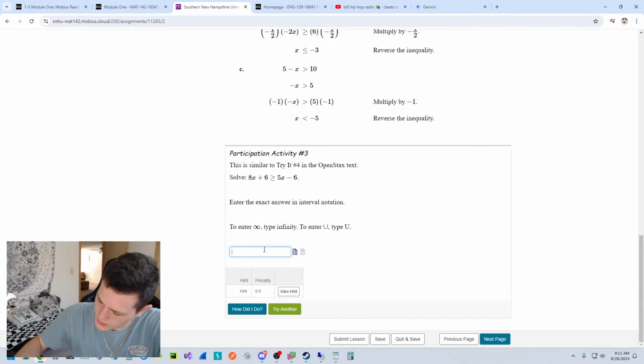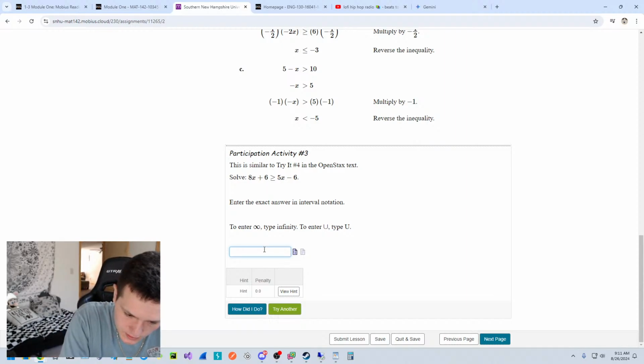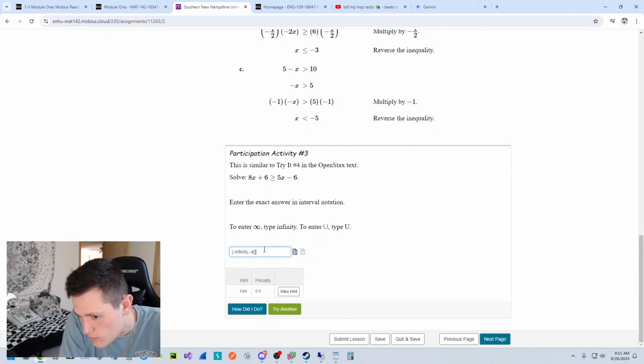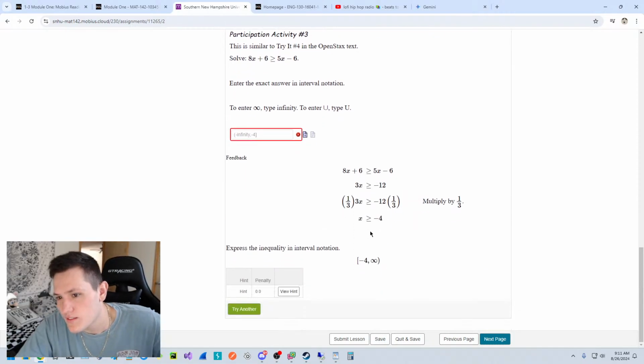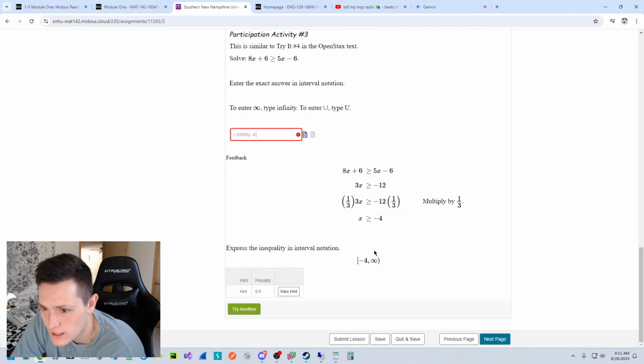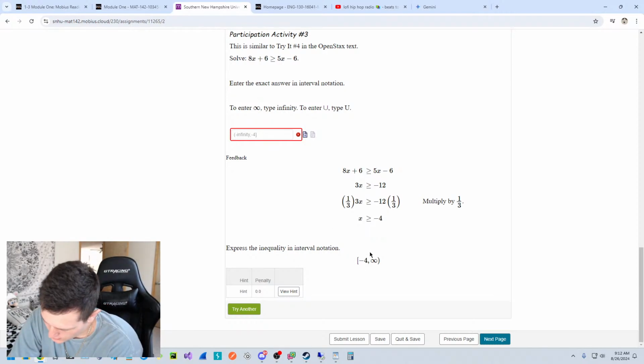So it would be negative infinity again. I think parentheses, negative infinity to negative 4, square bracket. Oh, we'll see. Oh, I flipped it. I was close. Okay, this is what I have to understand now, when to... See, I know, okay. That makes sense.